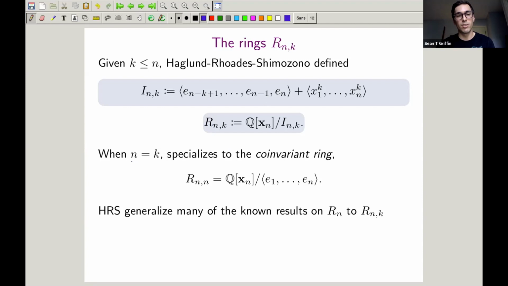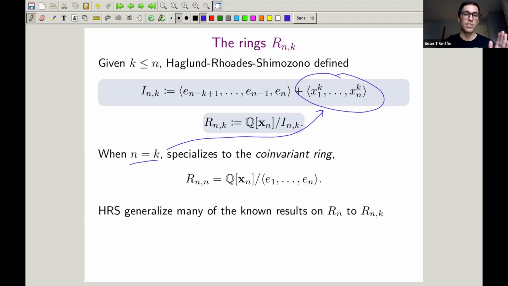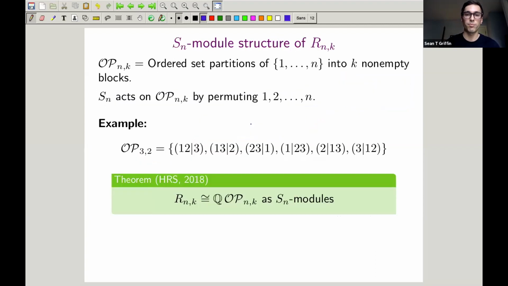In the case when n equals k, all of these variable powers turn out to be redundant, and the ideal is just generated by the elementary symmetric polynomials. So it specializes to the coinvariant ring. And Haglund, Rhoades, and Shimozono generalized many of the known results to this setting. In particular, they have a nice symmetric group module structure in terms of an action on ordered set partitions.